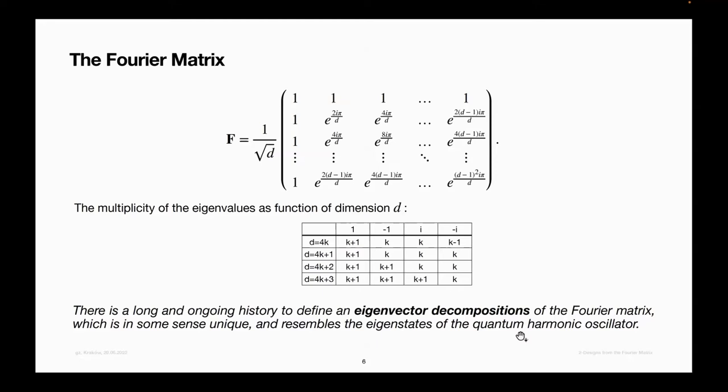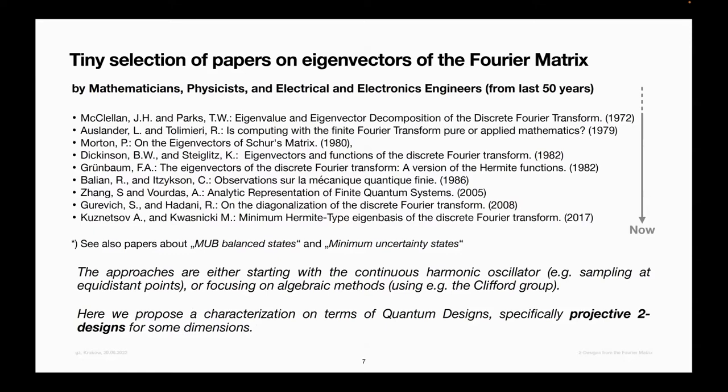There is not one answer to this. I have here a short, tiny selection of papers on eigenvectors of the Fourier matrix. There are probably hundreds of them. This is from the last 50 years and it is still ongoing. They come from different sources: mathematicians, physicists, and electrical and electronics engineers. The IEEE magazine, for example, published some of these papers.